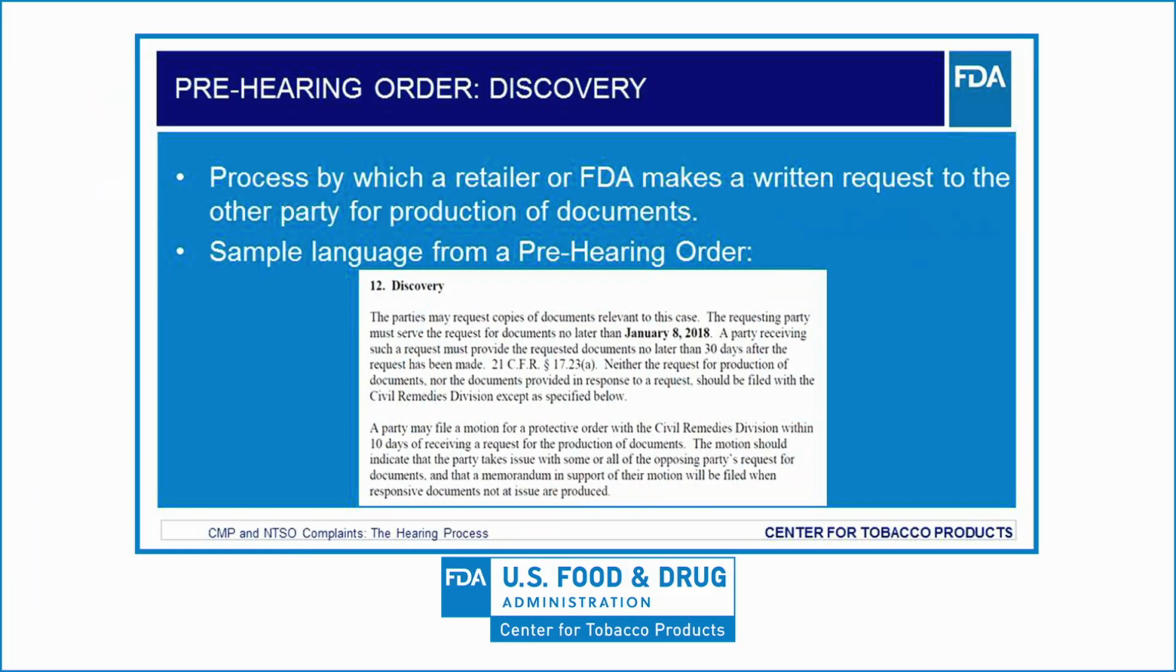Pre-hearing orders also establish procedures for discovery of documents. Discovery is the process by which a retailer or FDA's Center for Tobacco Products makes a written request to the other party to produce documents that are relevant to the issues before the ALJ. Here's an example of what a pre-hearing order may say about discovery.